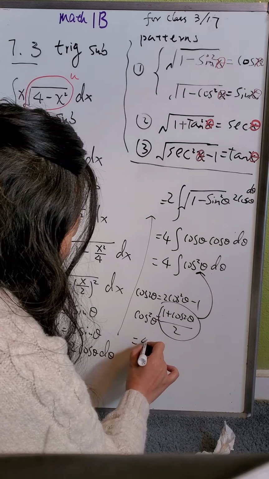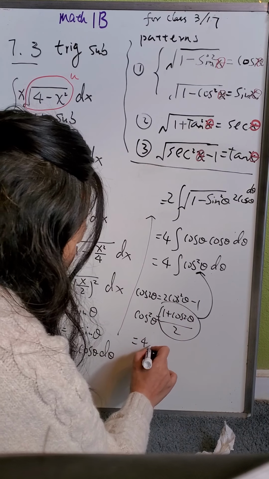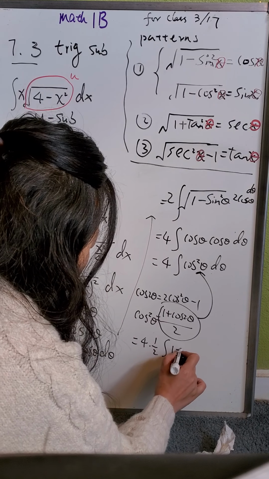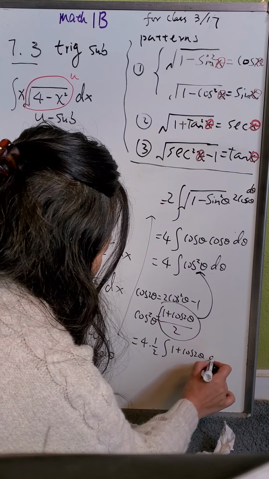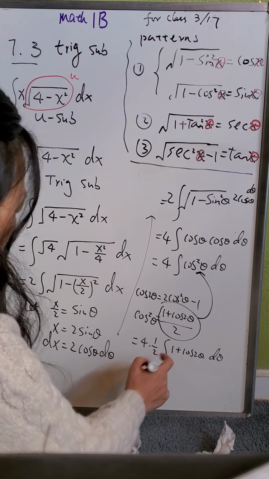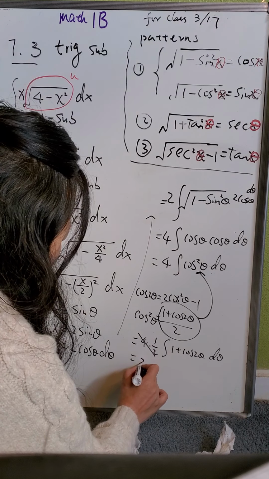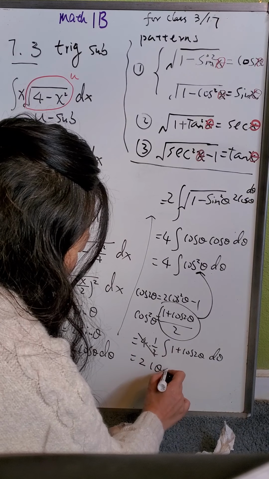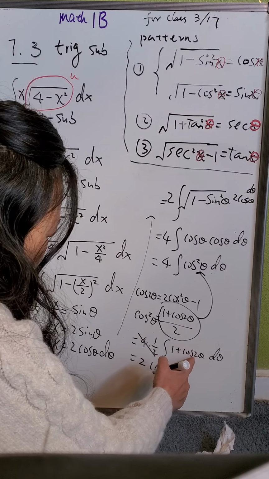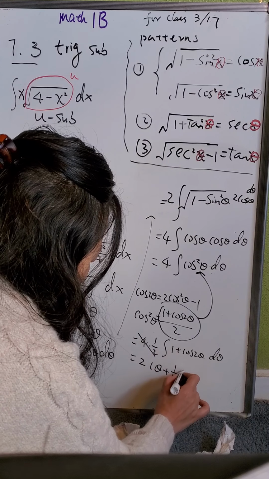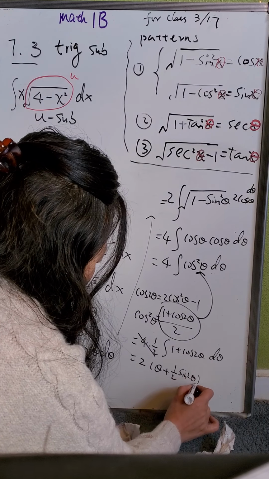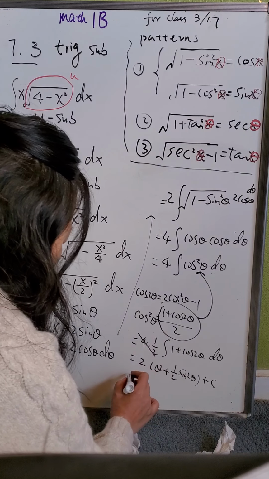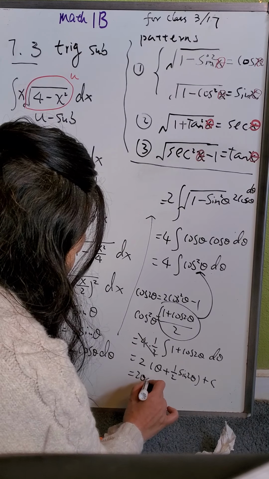That's equal to 4, and then I take out the 1/2, so I have 1 plus cosine 2 theta d theta. And then that just reduces to 2, and that's theta here, and I remember the integral of cosine 2 theta is 1/2 sine 2 theta, plus c. And you can multiply it out if you want. That will be up to you.